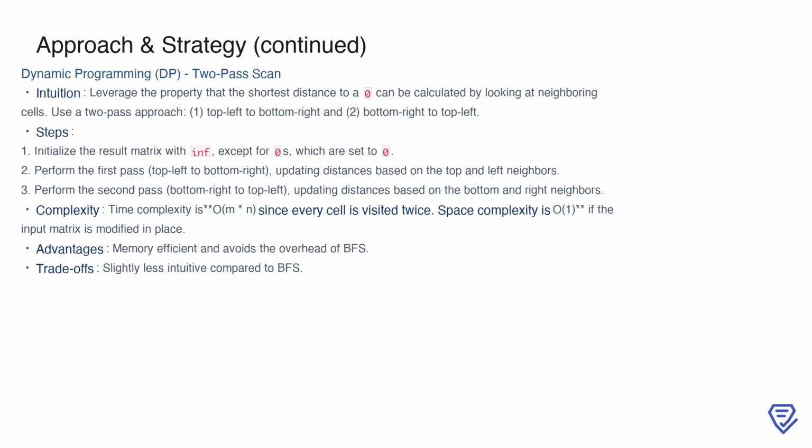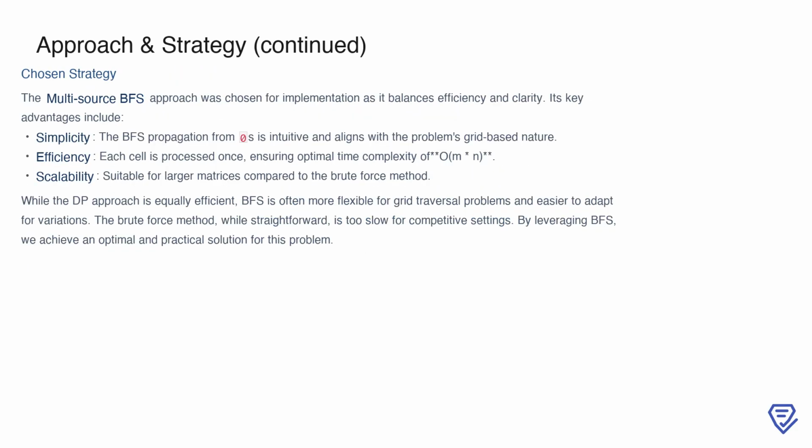The result matrix is initialized with infinity for all cells except 0s, which are set to 0. The time complexity remains O(m*n), as every cell is updated twice, once in each pass. Space complexity can be O(1) if we modify the input matrix directly. This approach is efficient and memory-friendly, but it may feel less intuitive compared to BFS, especially for those unfamiliar with dynamic programming techniques. The strategy we've chosen to implement is the multi-source BFS approach.